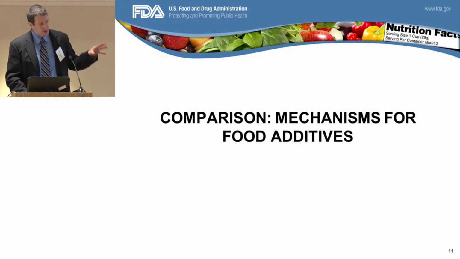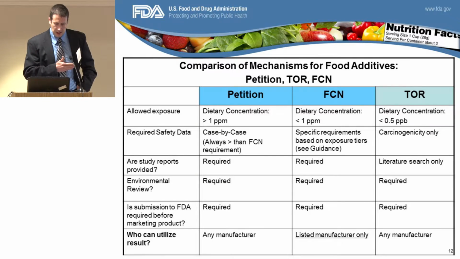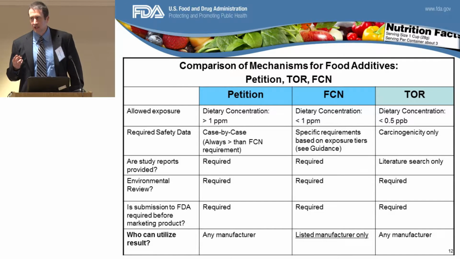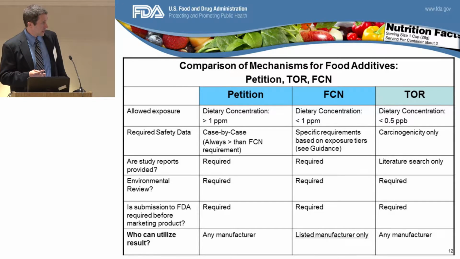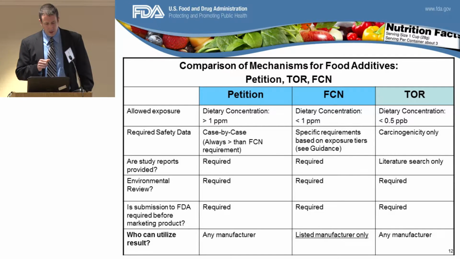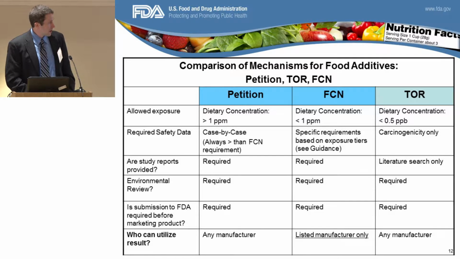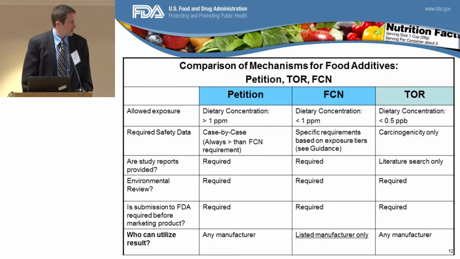So if we look at mechanisms specifically for substances defined as food additives, I can provide you what the differences are between a food additive petition, a food contact notification, and a threshold of regulation exemption in order to give you information as to which of those mechanisms you might want to consider. We've already talked about dietary concentration. I will note that the dietary concentration for FCNs is correct on this slide. It was not correct on the previous slide.